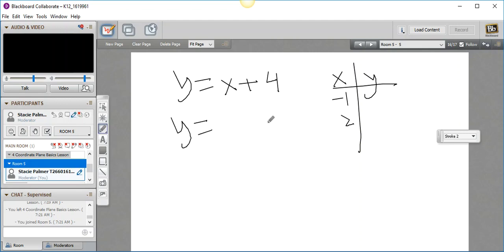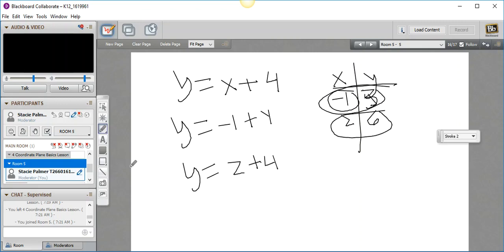So y is equal to, instead of the x, we're going to plug in -1. -1 plus 4 is 3. Okay, and then we also plug in the 2. So instead of the x, we plug in 2. 2 plus 4 is 6. And now this gives us 2 points that are on the line.